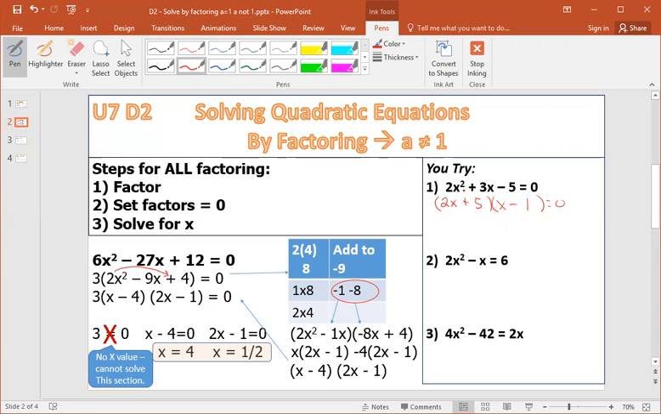So 2x times x is 2x squared. 2x times -1 is -2x, and another 5x is +3x, plus 5 times -1 is -5. Okay, so my solutions here are going to be a -5/2 and a +1. Okay, so you're setting them equal to 0. You solve each of them individually. Okay, so for the second one, same thing. We would have a 2x plus 3 and an x minus 2.